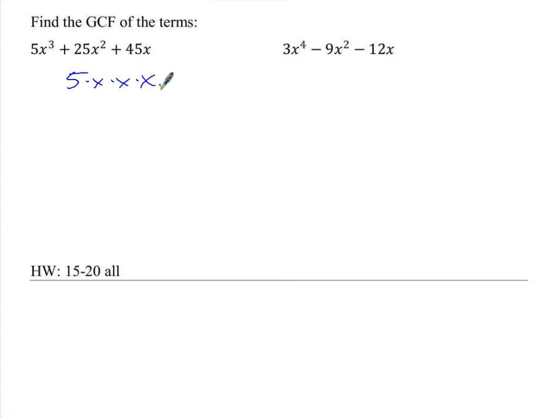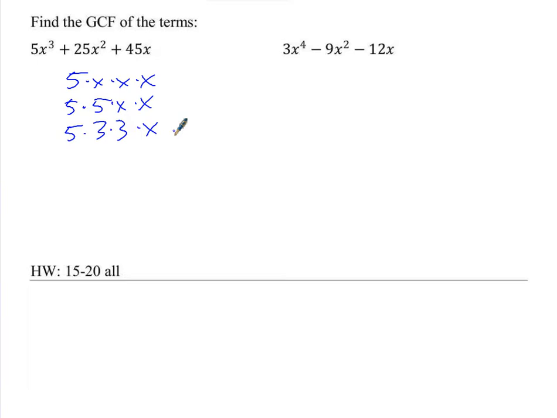Good. And what does 25x squared turn into? Okay. And what does 45x turn into? Okay, you're right to say 5 times 9, but then remember 9 is not prime. So it's 5 times 3 times 3 times x. Okay, so that's those three terms written, factored completely.